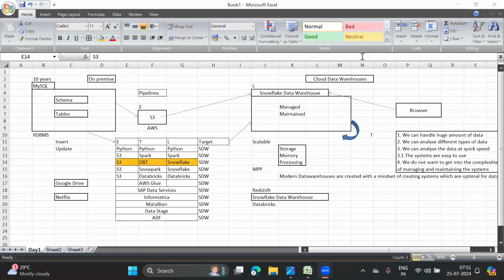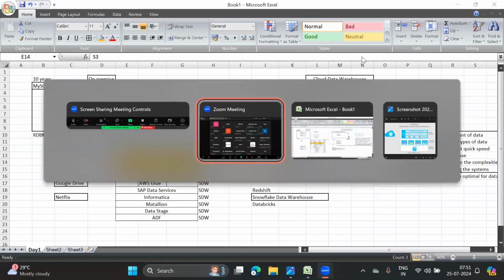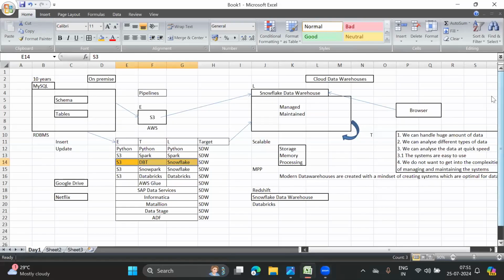Yeah, Bipul, go ahead, please. I just want to understand how Snowflake is different from Fabric. Both serve the purpose of a data warehouse, right?